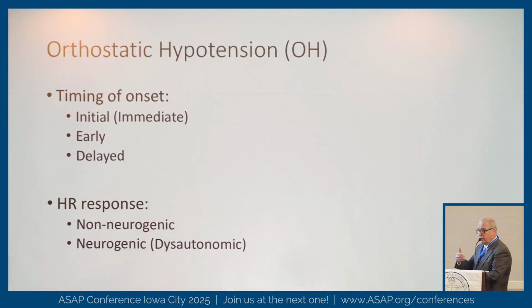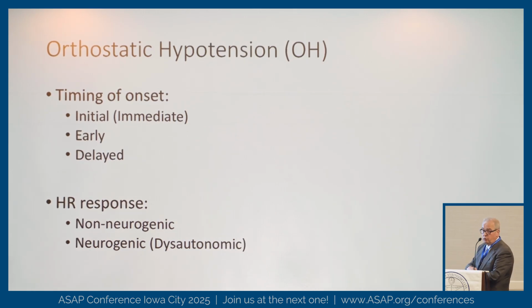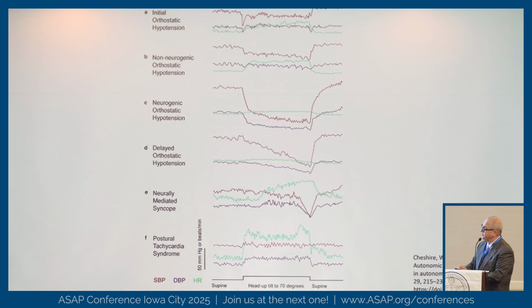So when we evaluate patients with orthostatic hypotension, we look at two parts of the phenomenon. The first one is the timing of onset. When does the orthostatic hypotension happen? And there are 3 time zones. One is called initial, and I'll show you slides of that, early and delayed. And then equally important is how well your heart rate responds. So remember, when you drop your blood pressure, your heart rate should increase. So is the increase adequate or not adequate? And we define this as non-neurogenic versus neurogenic.